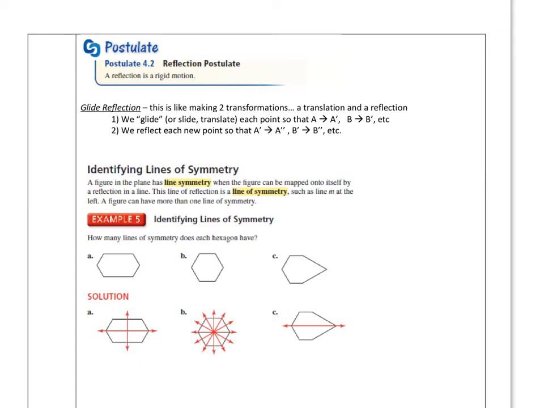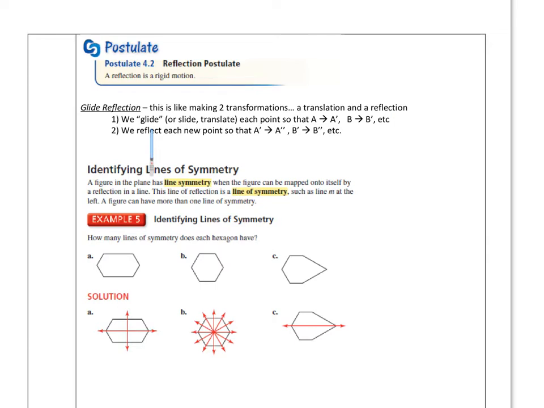And now that we know what a reflection is, we could talk about this one that I had mentioned the other day, a glide reflection. So glide reflection means two things. We're going to glide something, and then we're going to reflect it. And you do it in the order that we say it, glide reflection. So a translation and a reflection.